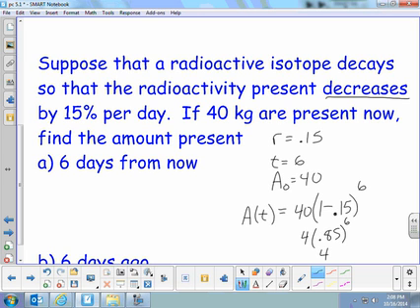So 4 times 0.377. Oops, making lots of mistakes. That's not 4, that should be 40. Is 15.08, and then round to 15.1 kilograms. So if that is decaying at a rate of 15% per day, in 6 days, I'm going to have 15.1 kilograms.